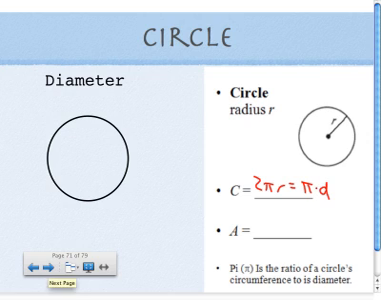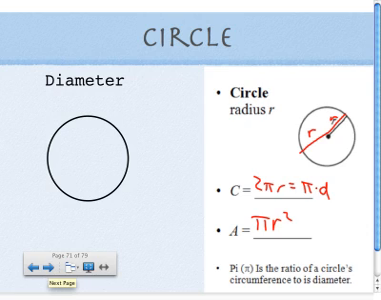That should make sense because if I sketch in the diameter here, this is r and this guy's also r. So 2 times r is the same thing as d. And then the area of a circle is just pi r squared. Just note pi is a number. It's not some variable, it's not some unknown thing.